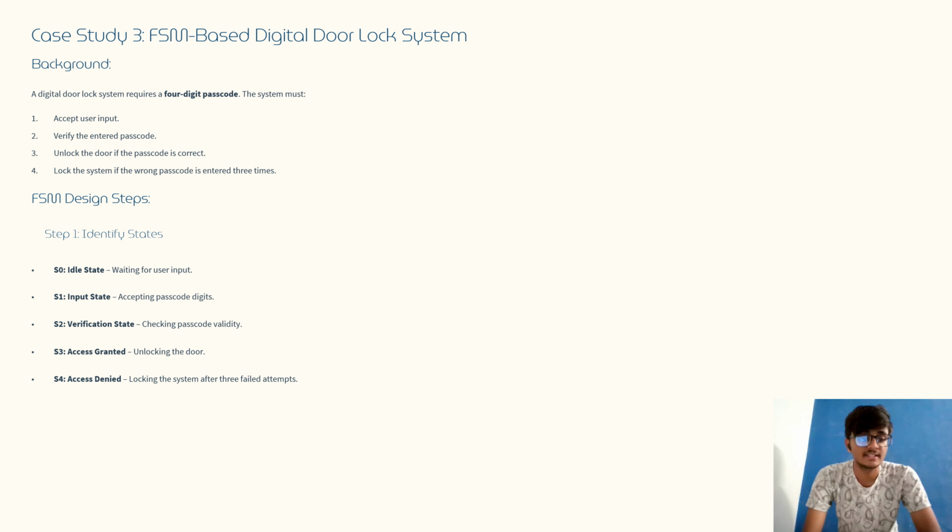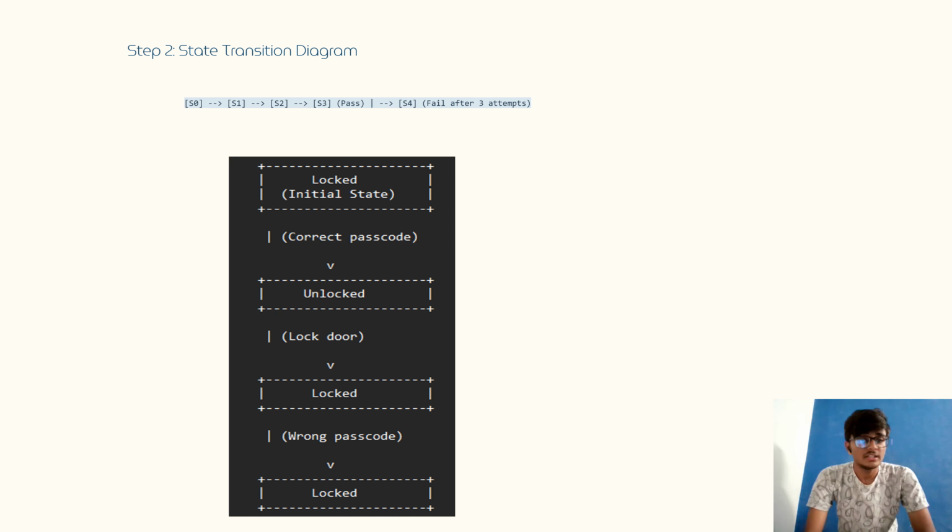The fourth state is access granted. Access granted is unlocking the door. State 5 is access denied. Access denied is locking the system after 3 failed attempts. Step 2 is the state transition diagram.